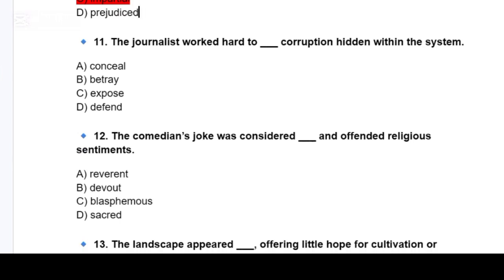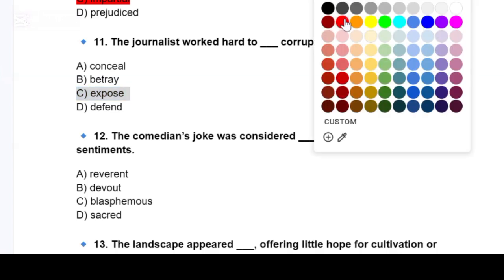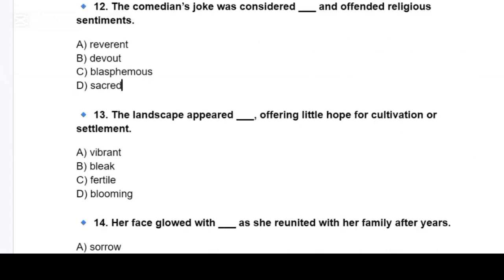The journalist worked hard to dash corruption hidden within the system. The journalist was showing corruption that was hidden. So he worked hard to conceal? No. Betray? No. Expose, defend? No. So expose is the correct option. Expose means to show.